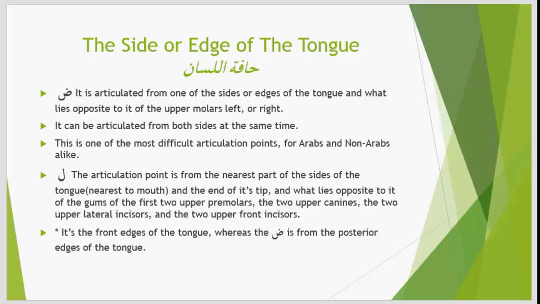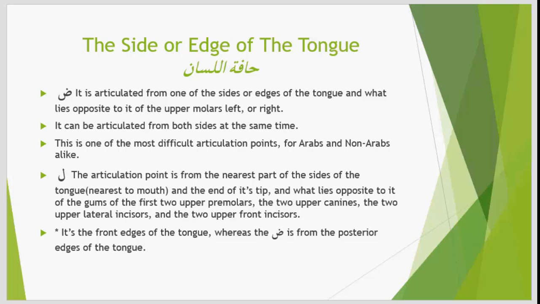Now we move to the next step, that letter lam. Letter lam, the articulation point is from the nearest part of the sides of the tongue. So in this one, listen carefully. It's not like the letter dod. Okay? The nearest part of the sides of the tongue, nearest to the mouth. It's close to the mouth and the end of its tip.